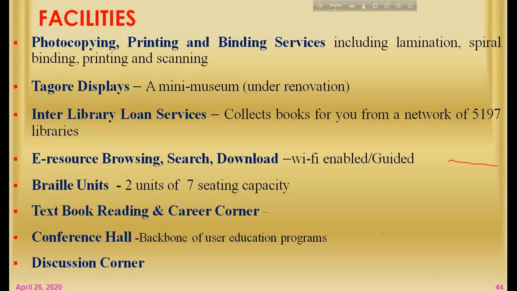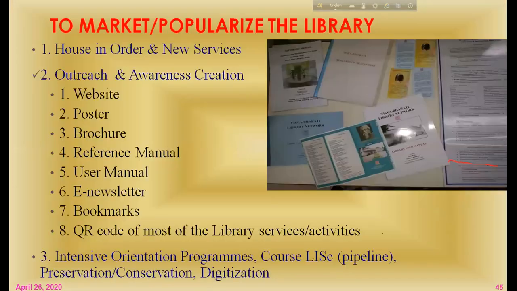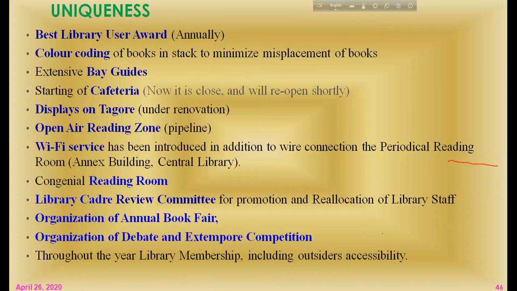Then we have a discussion corner. Instead of having only a silent reading zone, today we have a discussion corner. Then there are the house-in-order and news services. We have outreach and different awareness creation materials like a website, posters, brochures, reference manual, users manual, e-newsletter, bookmarks, and QR codes for most of the library services and activities. Then, as I told, let me summarize the unique features. These are the unique features. I may not repeat them all.